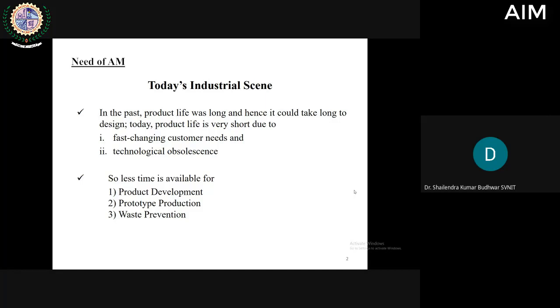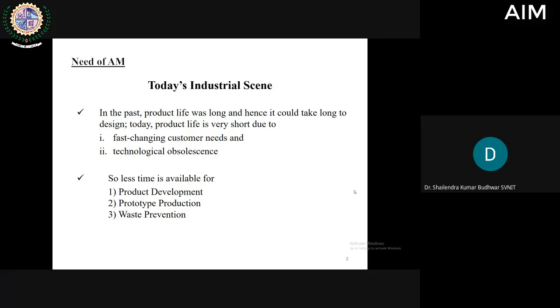Therefore, it has become essential for companies to reduce the manufacturing lead time of their products, and they are compelled to adopt new technologies so that this manufacturing lead time can be shortened. So less time is available for product development, prototype production, and waste prevention. And to reduce this manufacturing lead time, additive manufacturing has a great role.